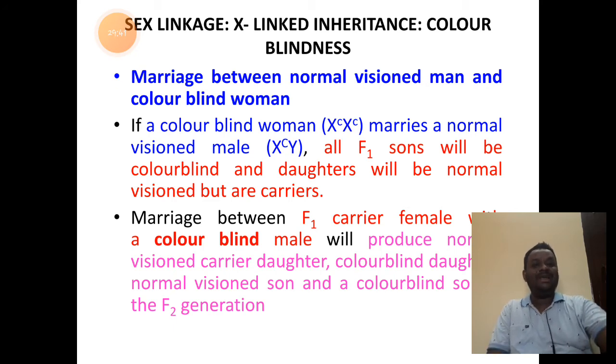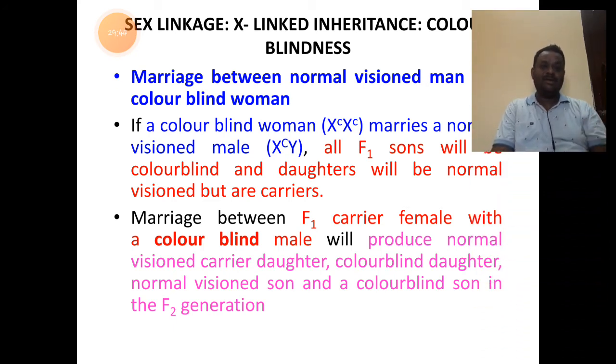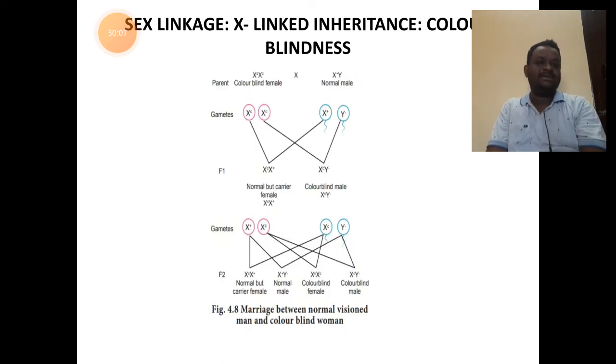When an F1 carrier female is crossed to a colorblind male to get F2, they produce normal vision carrier daughters, colorblind daughters, normal vision sons, and colorblind sons. So this is the importance of the second case related to color blindness. The same example is shown in the form of a cross here.